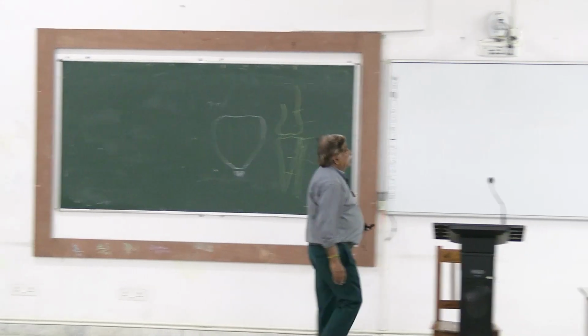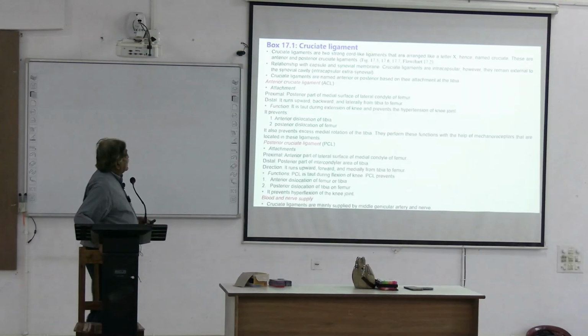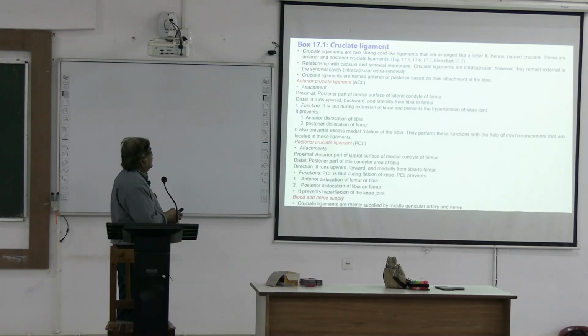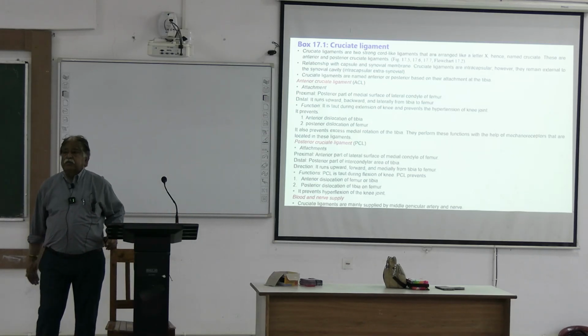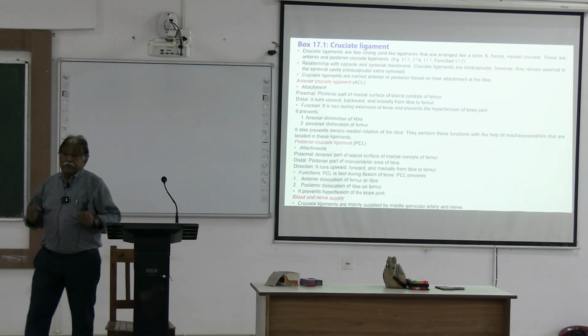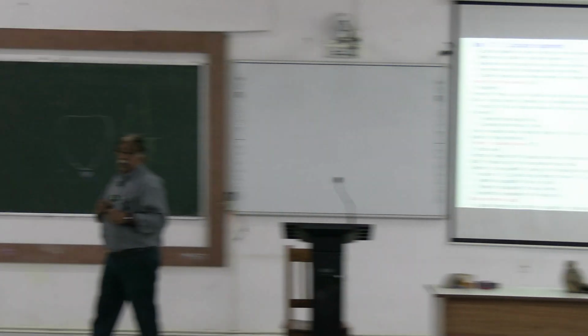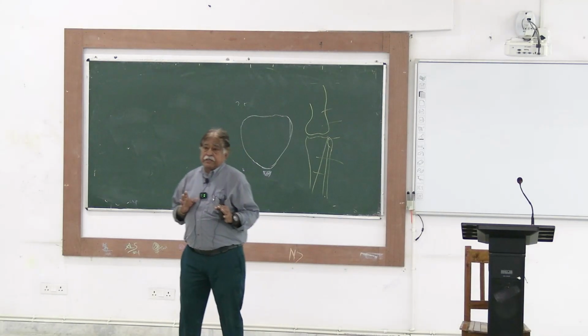Second thing is that cruciate ligament injuries are common. It prevents anterior dislocation of the tibia and posterior dislocation of the femur. The anterior dislocation of the tibia and posterior dislocation of the femur means there is a violent injury.